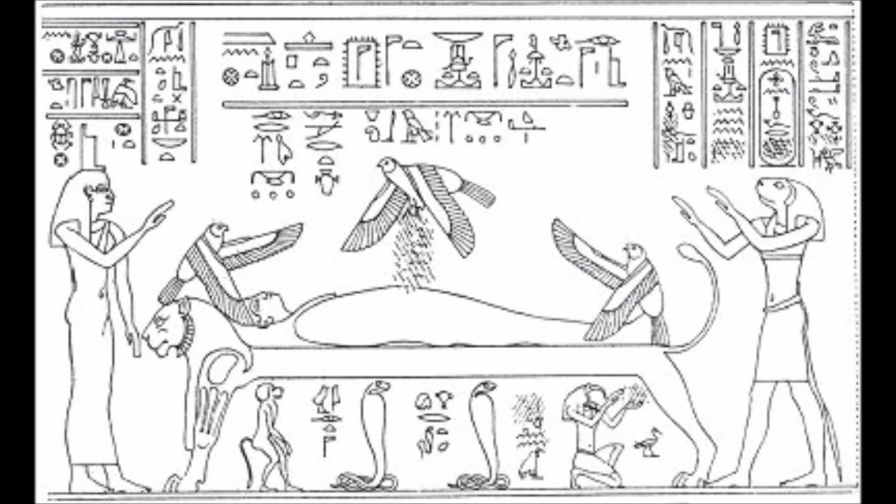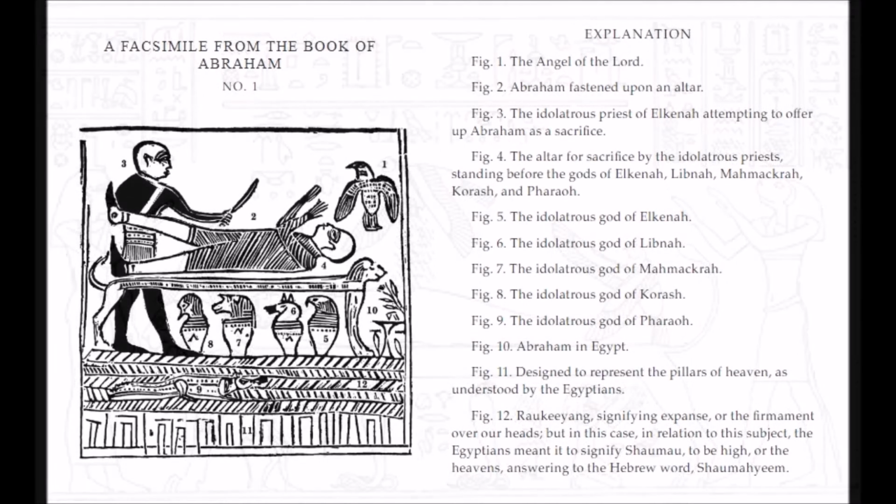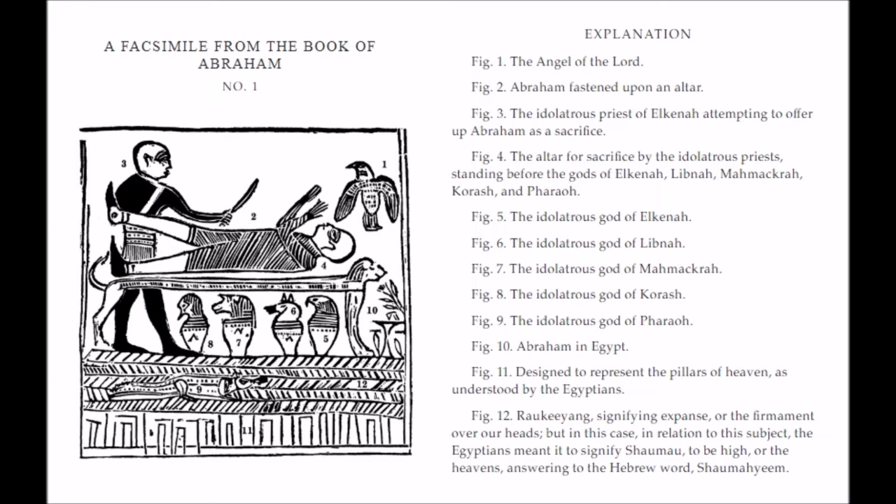One of those areas is found in facsimile number 1. And in facsimile number 1, Joseph Smith gives an explanation of this illustration, this drawing. And there's a picture of what looks like a man holding a knife over a person lying down on a lion-headed couch. Over the head of the person lying down appears to be a bird. And so Joseph Smith gives the rendition, and he says that figure 1, this bird, is supposed to be the angel of the Lord. Figure number 2, the picture of a person lying down on the lion-headed couch, is supposed to be Abraham fastened upon an altar.